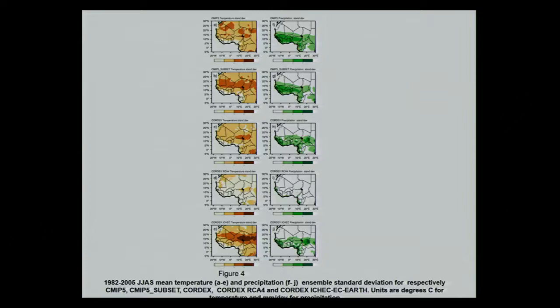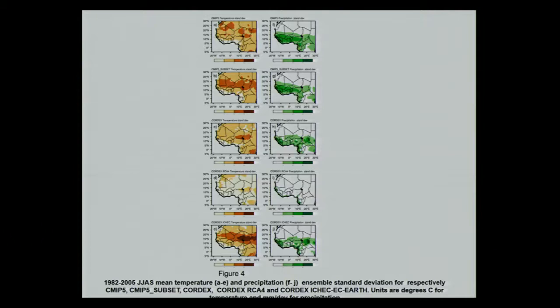Here we try to see the intermodel standard deviation, just to see the spread among the different models. This one is the CMIP, this one is for temperature, and the right side is for precipitation. The first figure is for the spread among the 29 models, then the spread among the 9 models, and this one is the whole 16 CORDEX.